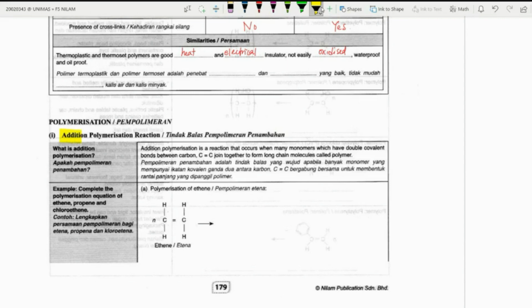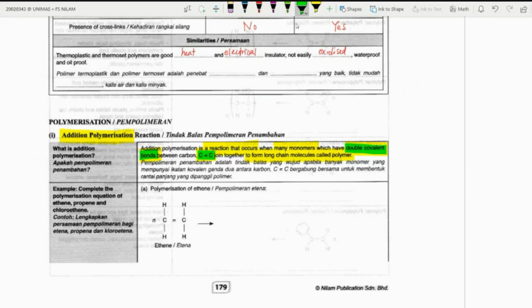First one we look into is addition polymerization. What is addition polymerization? It's a reaction that occurs when many monomers which have carbon-carbon double covalent bonds join together to form a long chain of polymers. So the keywords here will be the monomer, they have the double covalent bond, which is like this. So this is addition polymerization.